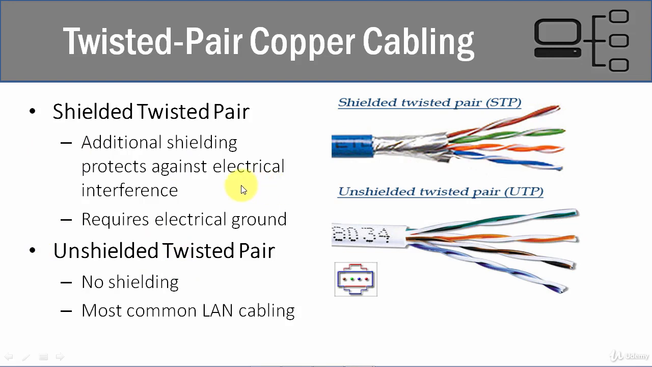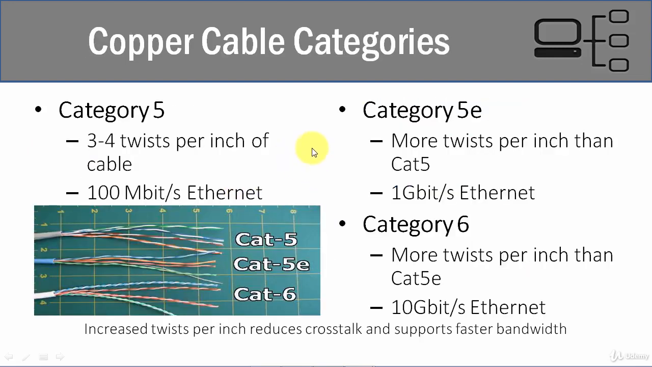So let's go ahead and talk about the different types, because there are different categories of these, and the categories determine how fast these types of cabling can be, meaning what type of bandwidth they support. So there's category 5, category 5E, and category 6. And here's an image of the three. So we have Cat 5 here, we have Cat 5E here, and we have Cat 6 here.